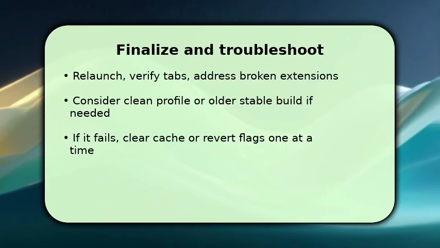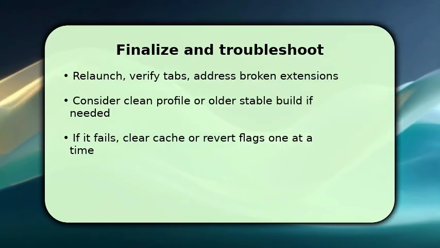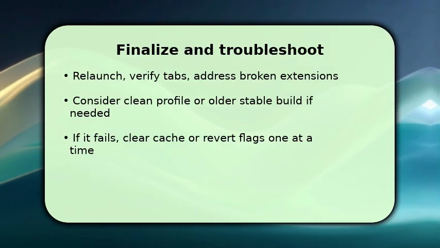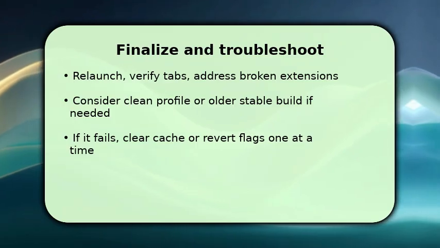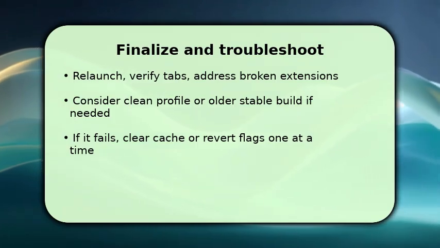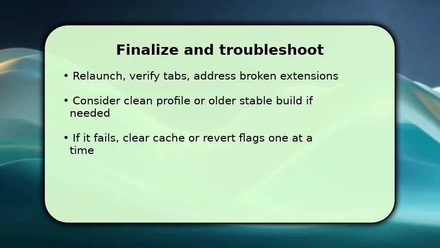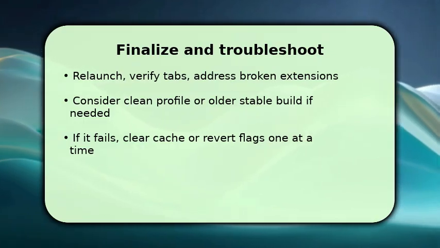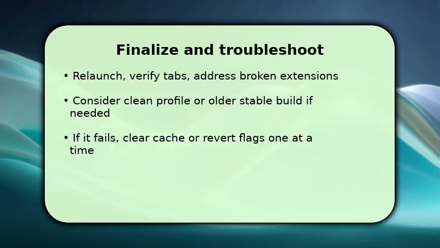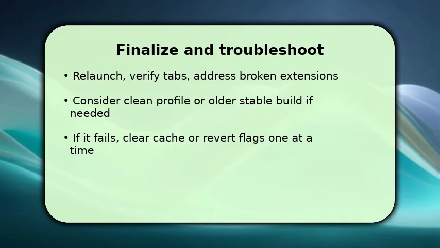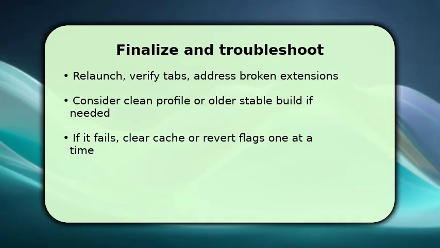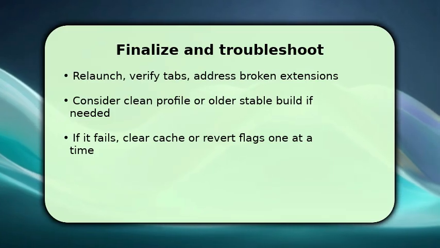If elements remain new, create a clean profile to eliminate profile corruption, or as a last resort, install a known older stable build while keeping your backup. If something goes wrong, clear cache data and revert flags one at a time to isolate the issue. This targeted rollback usually reveals which flag caused the problem, so you can restore stability.